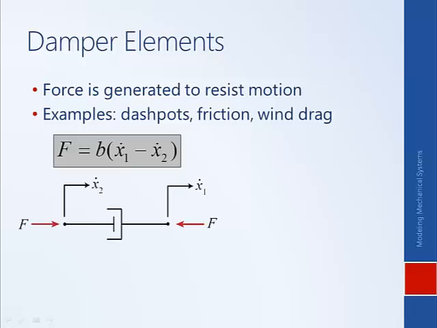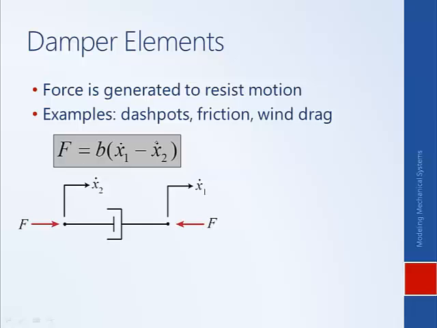Here's an example of a dashpot. This symbol you can envision as being a container filled with some viscous fluid, and a plunger separate of that container that's trying to be pulled through the fluid. And so as you attempt to pull the plunger through the fluid, there's some resistance that's developed, and that resistance is proportional to the relative velocities of the two ends. And that's what's shown in this equation here.